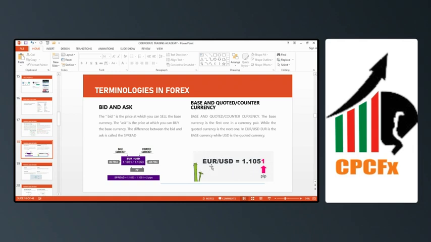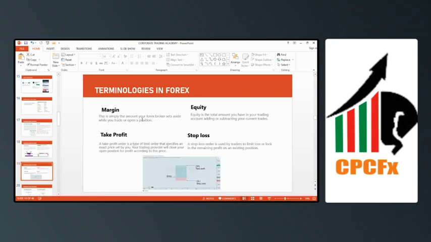The bid is the base currency, while the ask is the quote currency. So by the time you subtract the bid from the ask price, you get what we call the spread. So now you'll be hearing again about margin, take profit, stop loss, equity.